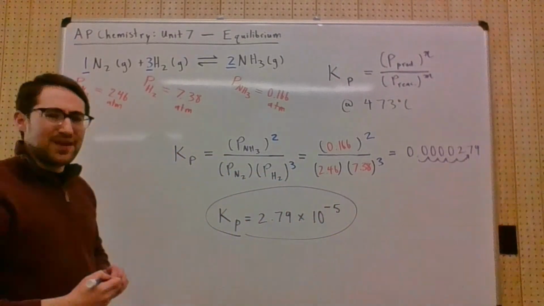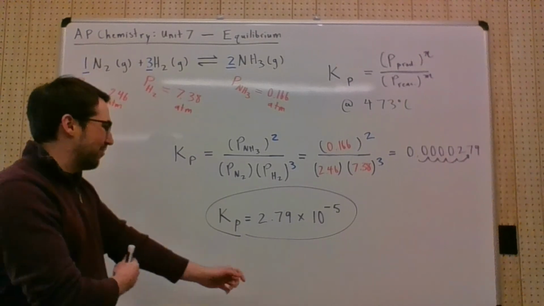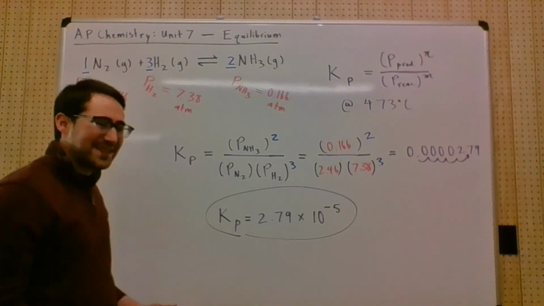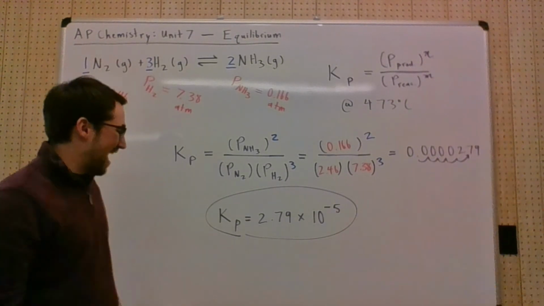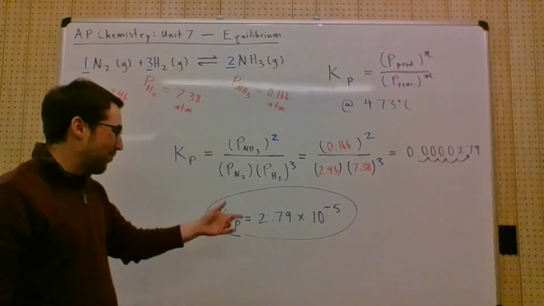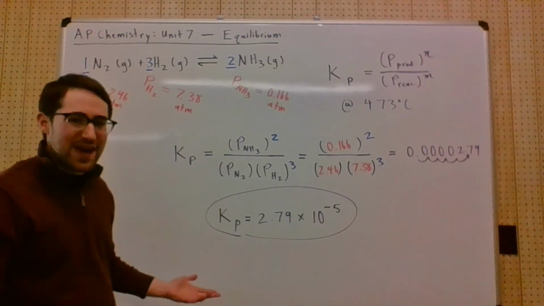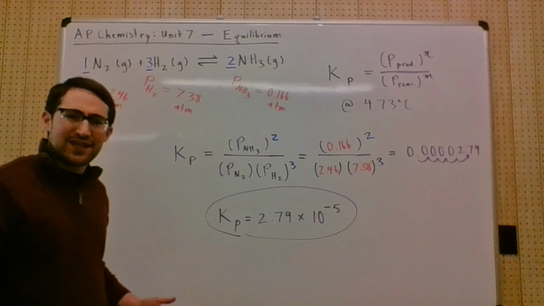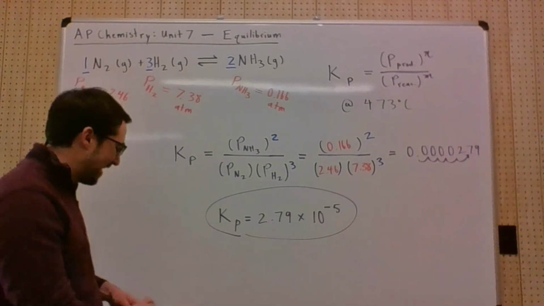Okay, well, that's great and all, but what does that mean? What does it mean to have a KP value of 2.79 times 10 to the negative 5th? Well, it tells us something about the equilibrium that's happening.